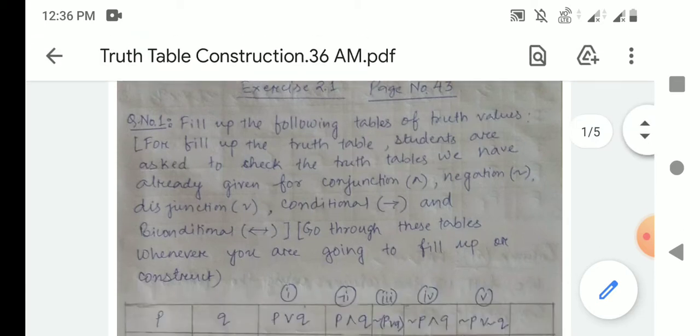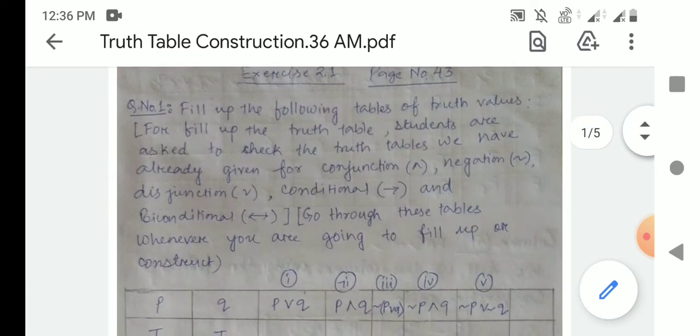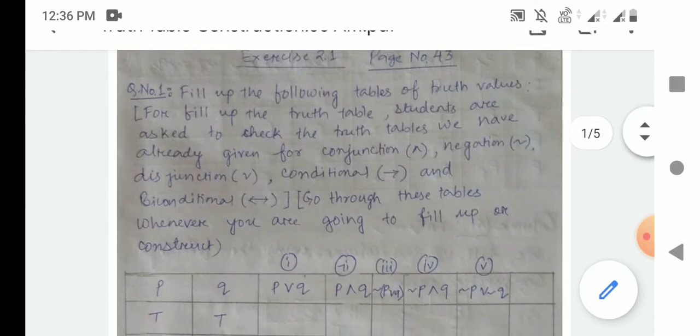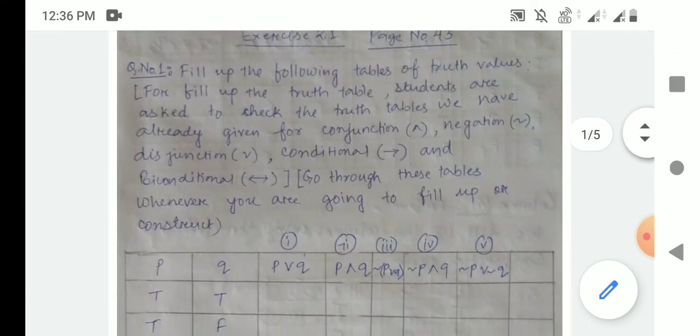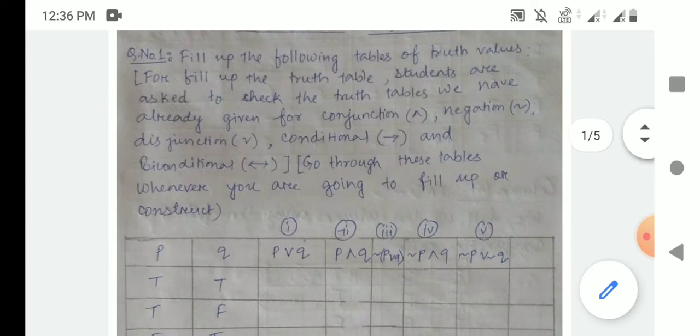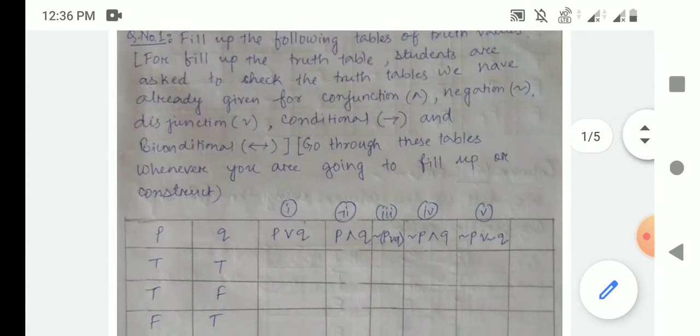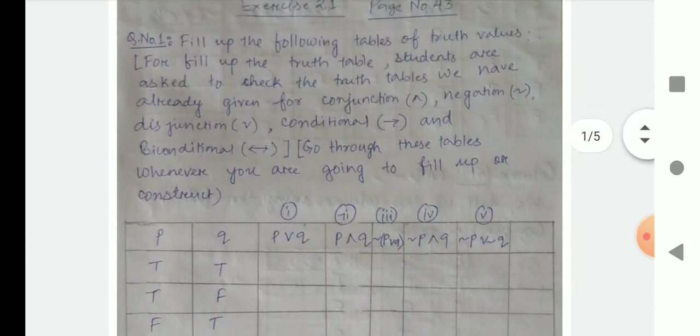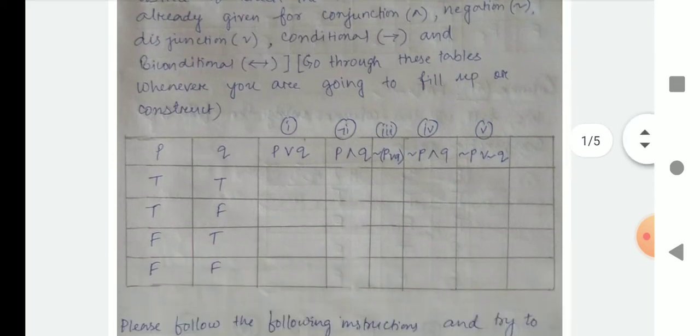To fill up the truth tables, students are asked to check the truth tables we have already given for conjunction, negation, disjunction, conditional and biconditional. Go through these tables whenever you are going to fill up or construct a truth table. I have already given them in the previous videos, about various types of statements. So when you are going to fill up the table, please go through this also. And this is the question given here in your book.